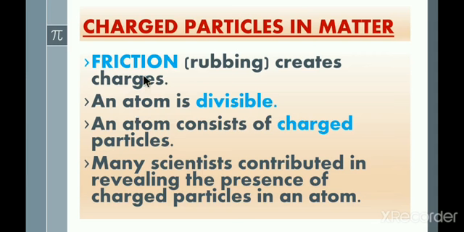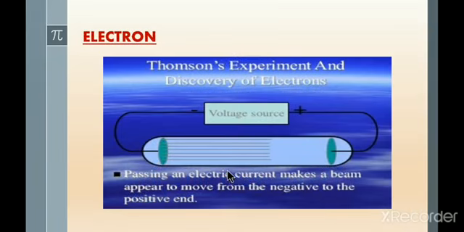But on friction, that is rubbing two objects together, charges are created and those charges come from the atom. It means an atom is divisible, means it can be further divided, and it consists of charged particles, namely electrons, which are negatively charged, and protons, which are positively charged. Many scientists contributed in revealing the presence of charged particles in an atom.